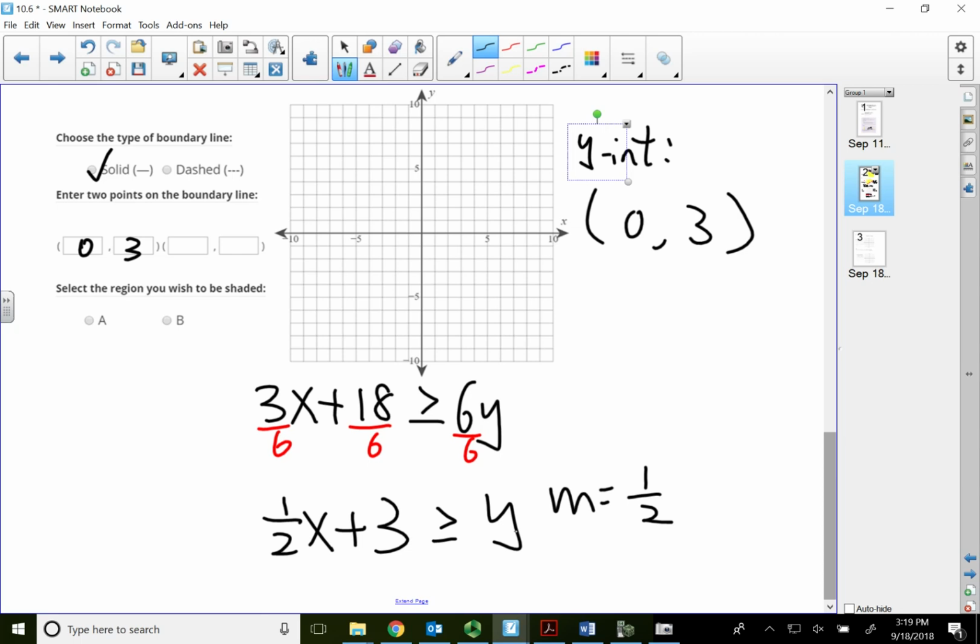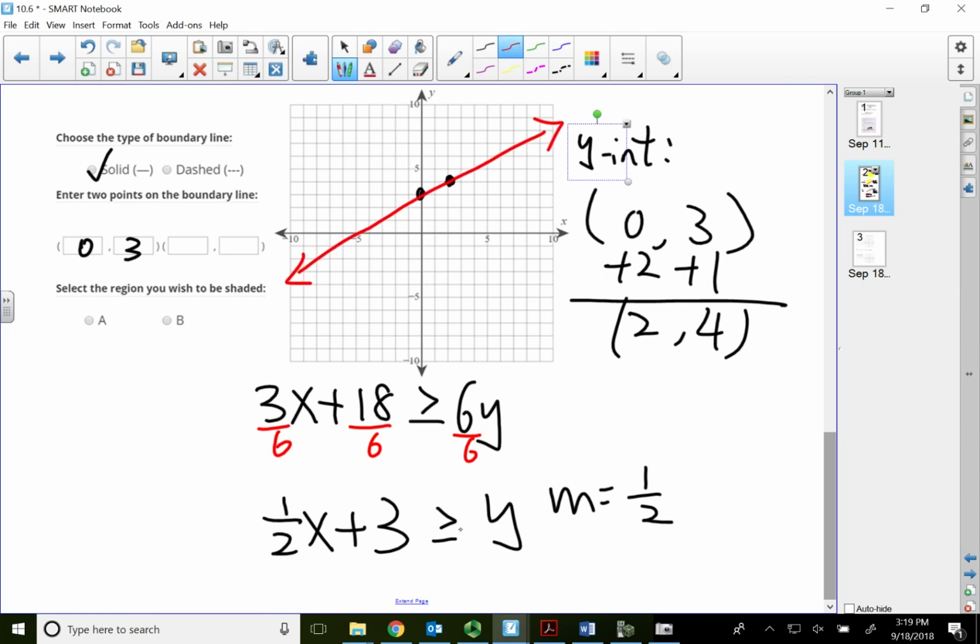All right, so let's use my slope. Up 1 means y value plus 1, to the right 2, x value plus 2. So that's 2, 4. All right, 0, 3 is right here. To the right 2, up 4 is right here. So this is the next point. I'm using a solid line.